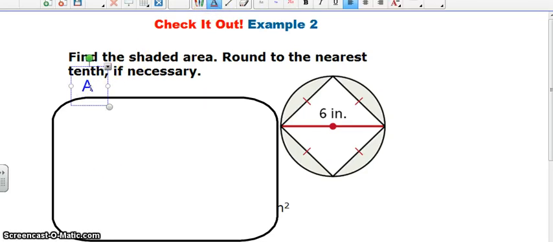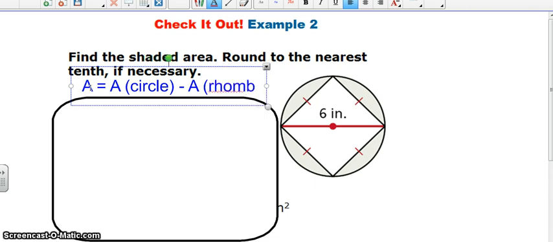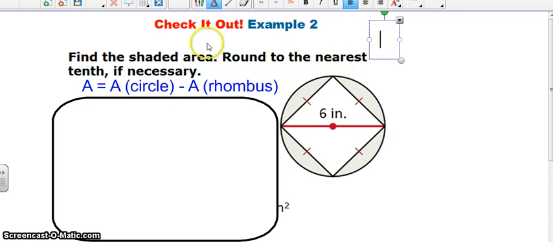Total area equals the area of what shape? Circle. And we're going to subtract the area of what shape? Looks like a definite rhombus, looks like 90-degree angles as well. Let's call it a rhombus just to be more interesting, since that's what we know. And there you go. Make your plan and go find your answer to the nearest tenth.